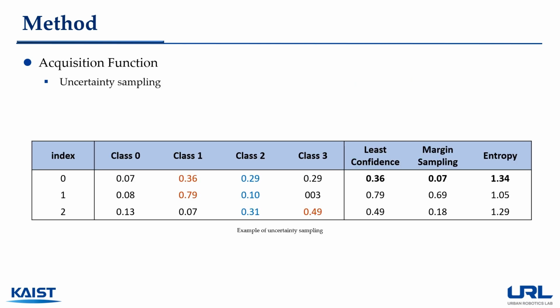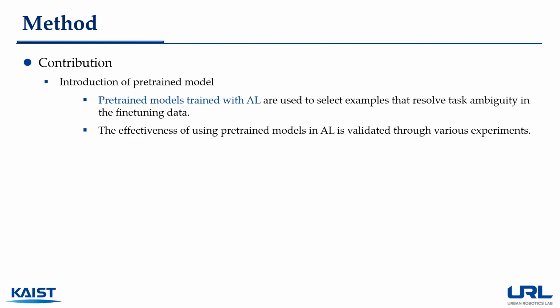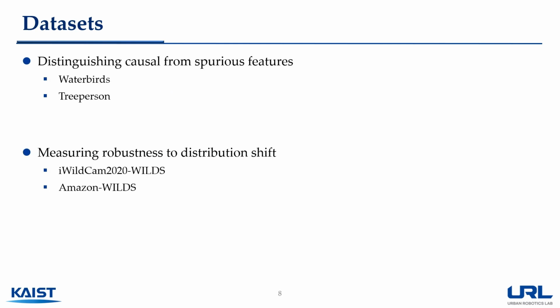And this is an example of the uncertainty sampling method. So if you are curious about the method, please refer to it. And the main contribution is the introduction of pre-trained models in active learning. Pre-trained models trained with active learning are used to select examples that resolve task ambiguity. The effectiveness of using pre-trained models in active learning is validated through various experiments.